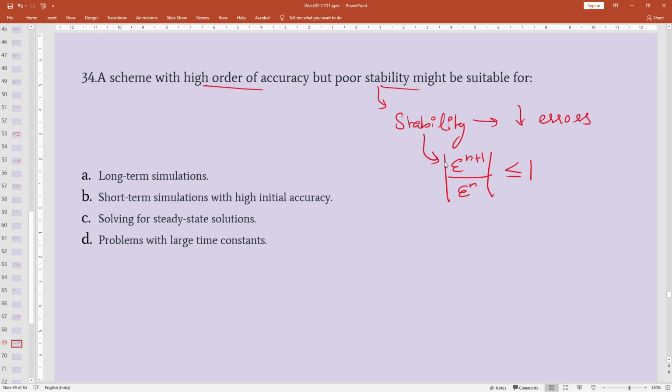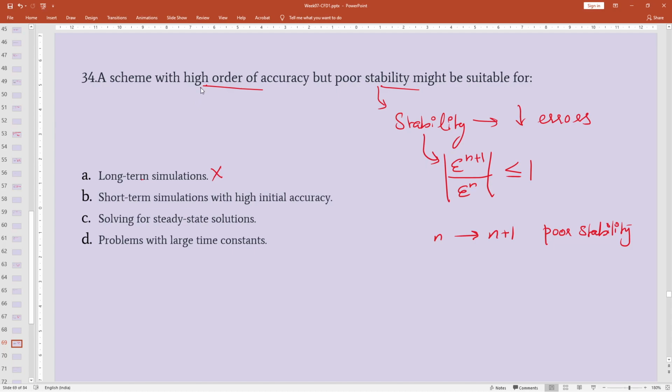So if the error is increasing when we are going from n step to n plus 1th step, then it is having poor stability. Poor means weak, less. So in such cases, what will happen? There is no point in running it for a long time, a long number of steps. If the error is increasing step by step, then if you are running for a long time, the error will be huge. So it cannot be used for long-term simulations. From that discussion itself, we can understand.